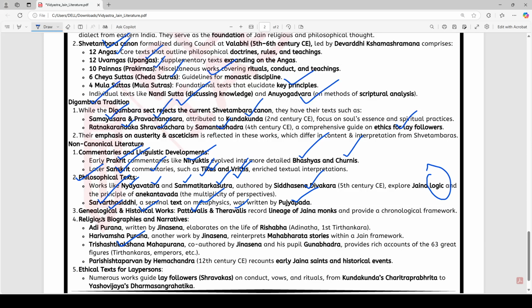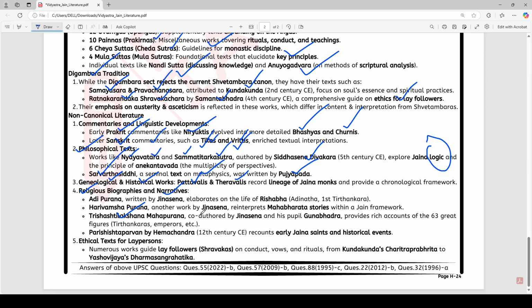Okay. So then there are religious and biographical narratives. This is very important. If you understand the context, it will be very easy for you to understand. Now Adi Puran. Now you don't get confused. Adi Puran you can find in other religions also. Adi means something starting. Okay. So in case of Jain, Adi refers to Rishabh, the Adinath, the first Tirthankar. So Jinasena wrote a work on Rishabh, which is known as Adi Puran.